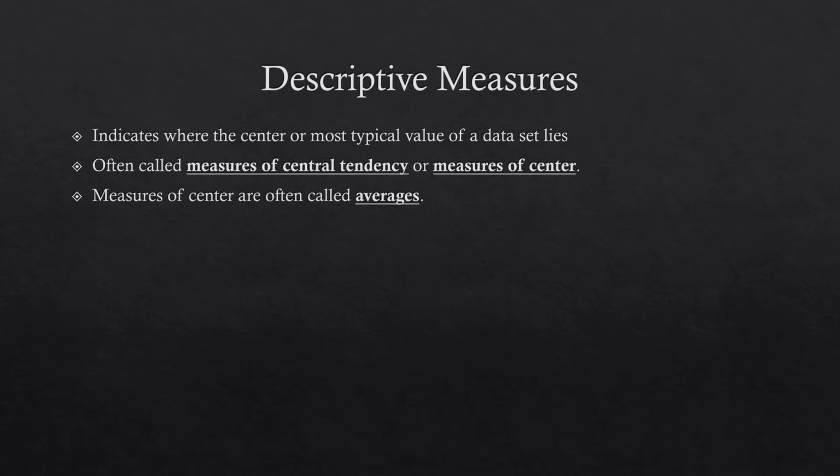Okay, some lingo you may hear me use throughout this video will be measures of central tendency or measures of center. They all mean the same thing. And sometimes you'll even hear me say the word average. Okay, we all know about an average when it comes to our grades and things like that.